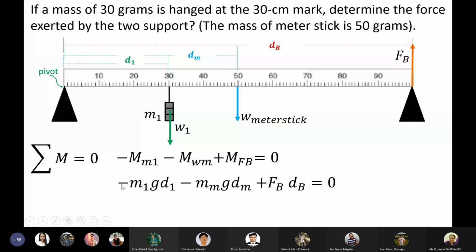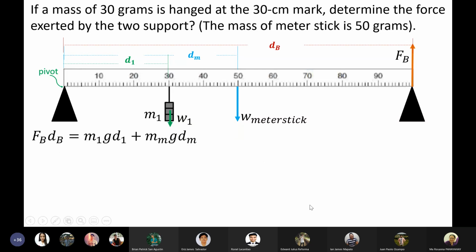So that will be my negative M1G D1 minus mass of meter stick times G DM plus FB DB is equal to 0. Since we are looking for FB, i-move natin yung other variables on the other side since FB here is positive na. So ito yung ililipat natin yung the rest on the other side. So it will be just like this, okay? Then we will divide both sides by DB, para mawala yung DB on FB, and we will now substitute the given.